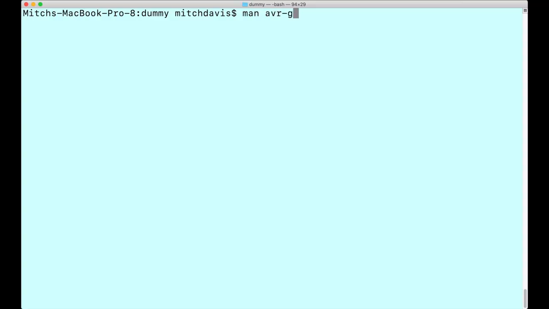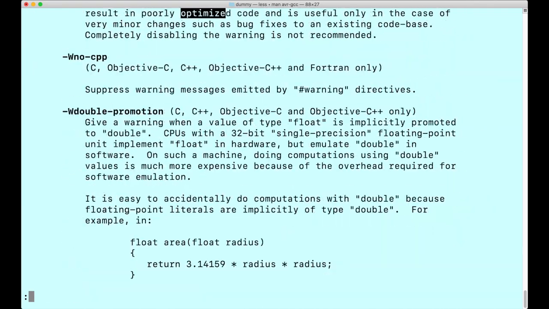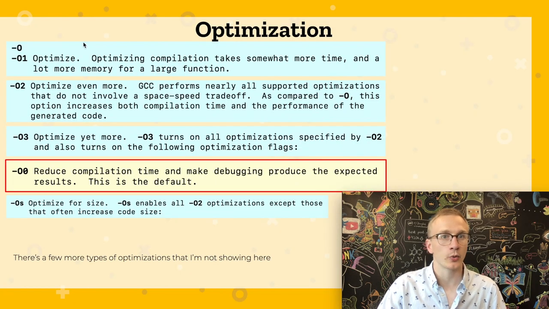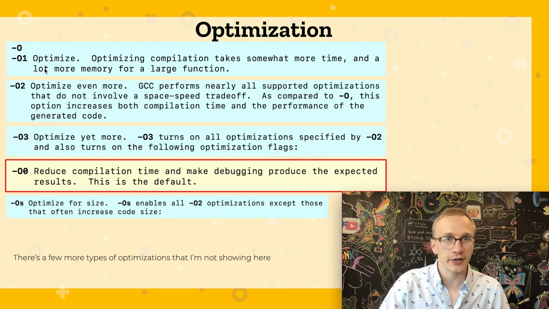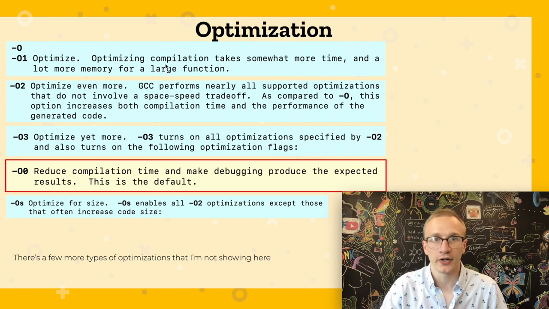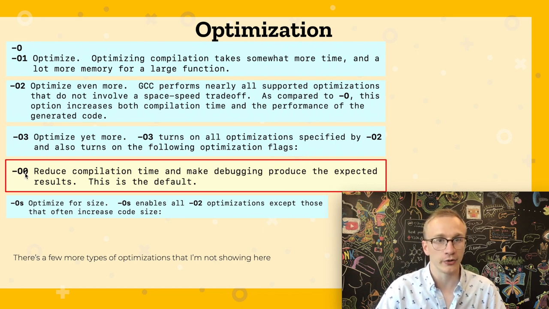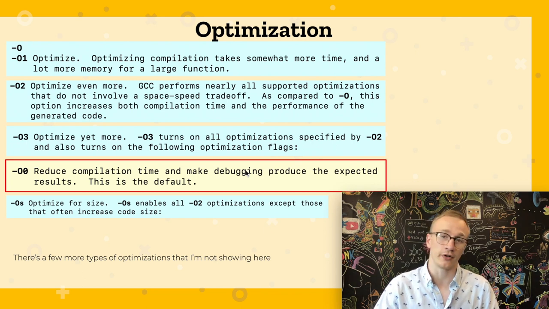We can search through the man pages of AVR GCC and search by typing slash optimize and hitting N until we find a section that looks interesting to us. We eventually make it down to this part where it lists off these dash capital O flags, and I put a few of them in here like dash O1, O2, O3, and you can see here what they do is it says optimize and it does some code optimizations, and then O2 is even more and O3 is optimize yet more. But right here it says dash O0, it tells us that this is the default and it makes our compile time short and it makes debugging produce expected results, but this might result in either a slower or larger program.